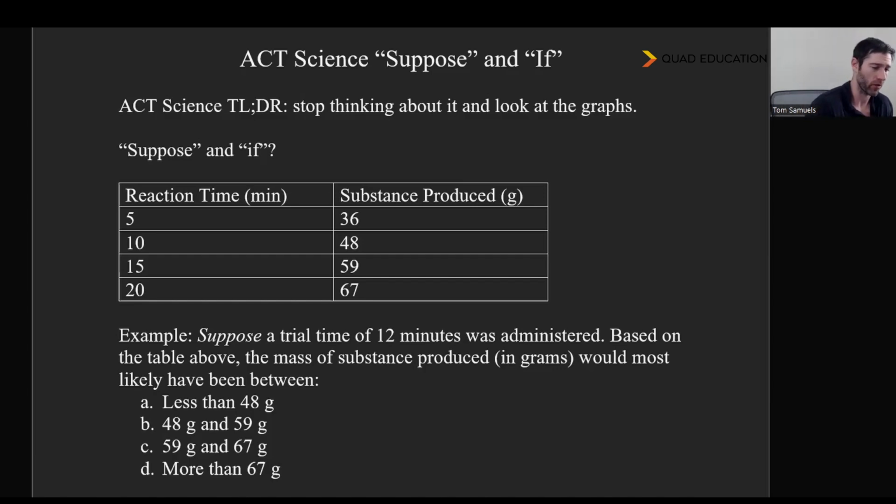And so in this case, 12 minutes is between 10 minutes and 15 minutes. So we draw a line between those, and you probably just circle those two. Now, I'll emphasize that you should actually physically draw this line in your test book as opposed to drawing it with your mind and assuming that you remember where it is.